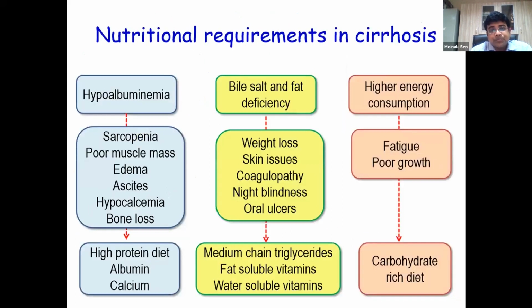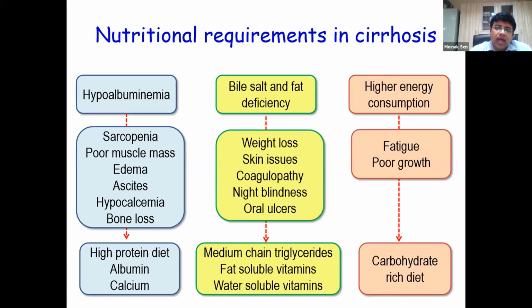If you look at cirrhosis, hypoalbuminemia is because of sarcopenia, poor muscle mass. It causes edema, ascites, hypocalcemia, bone loss. And the therapy for that will be a high protein diet, albumin and calcium. In cirrhosis, we will also have bile salt and fat deficiency, where there'll be weight loss, skin issues, night blindness, coagulopathy, and so many other things. You can get away with that by medium chain triglycerides, fat soluble and water soluble vitamins.